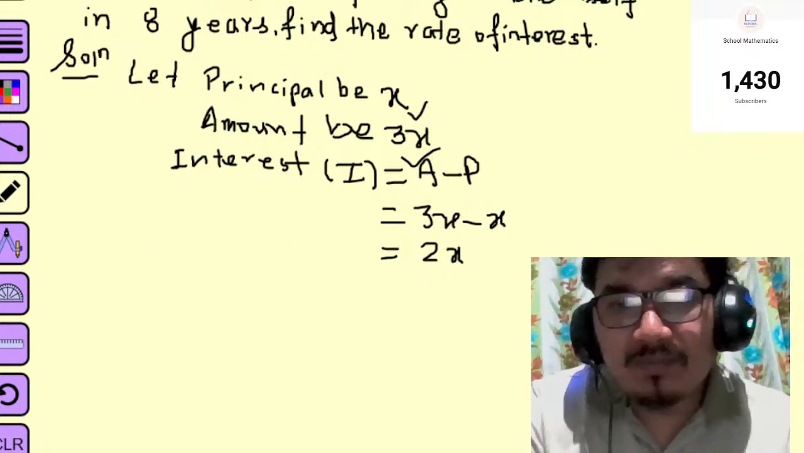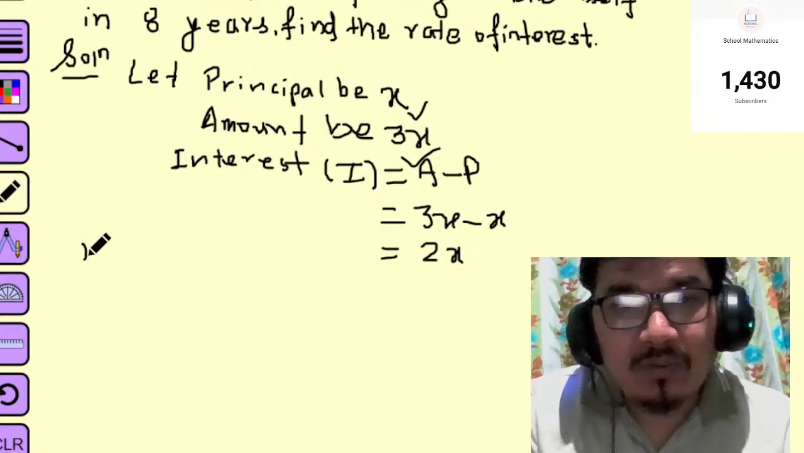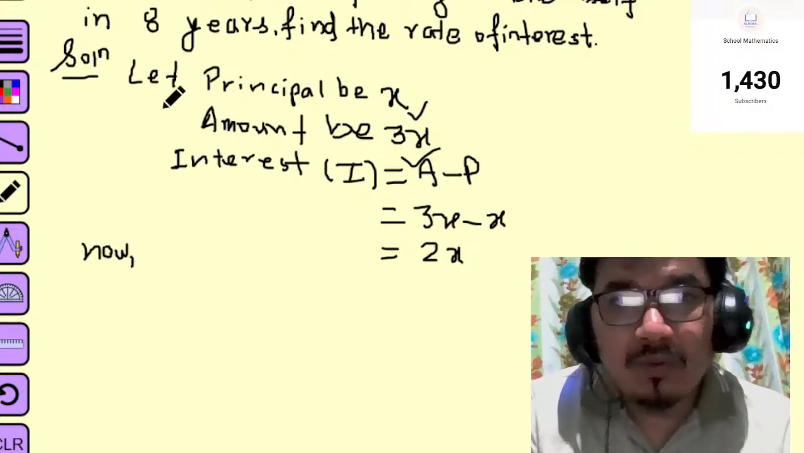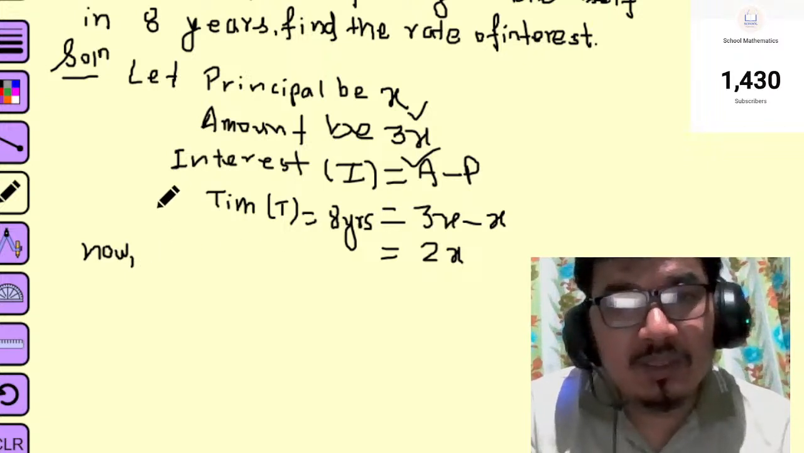And after this, now what is asked there? Now the question is asking to find the rate of interest, and time is already given there. Time t is given already, that is 8 years. Now we are asked to find the rate of interest.